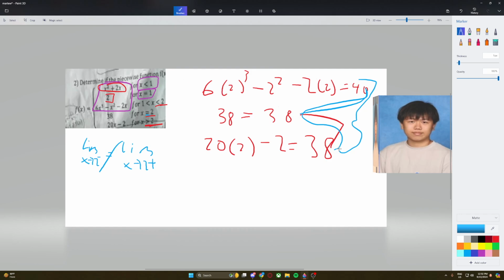These three have to be continuous. These two are continuous, but that's only for the right side. What about the left side? The left side has to be continuous. Therefore the answer is x equal to, not continuous.